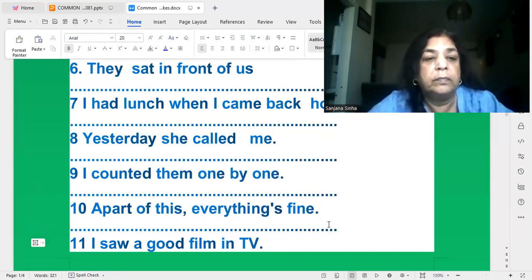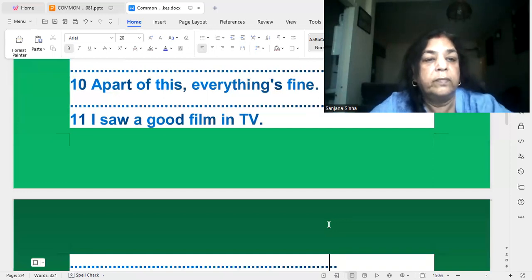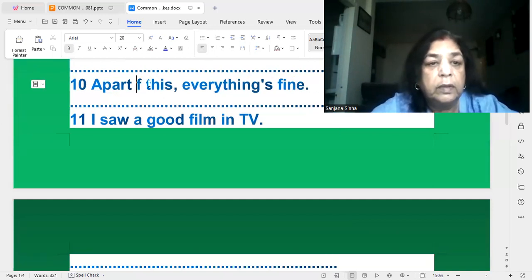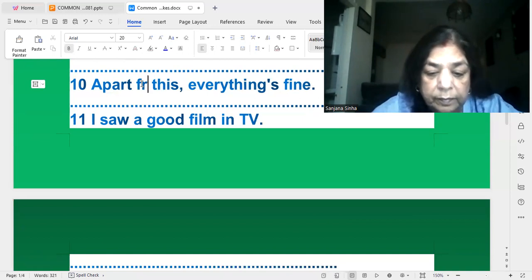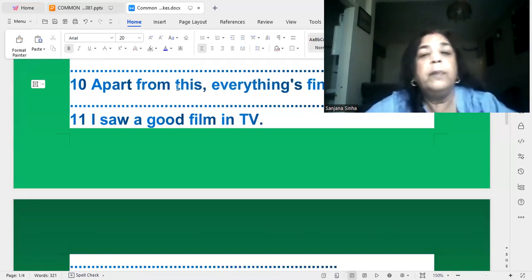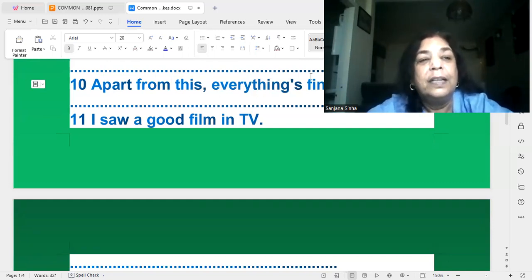Number 10. Apart of this, everything is fine. Matlab, iske alawa sab kuch theek hai. Apart from this, everything is fine. So the "of" is not required over here. Apart from this, everything is absolutely fine.